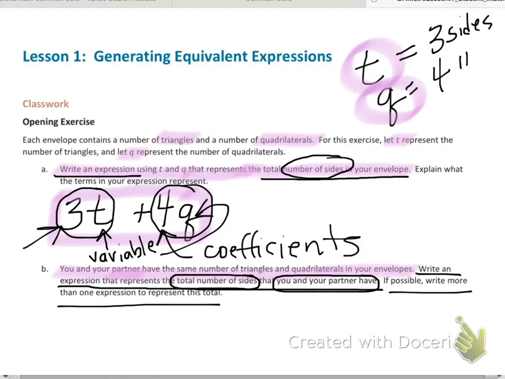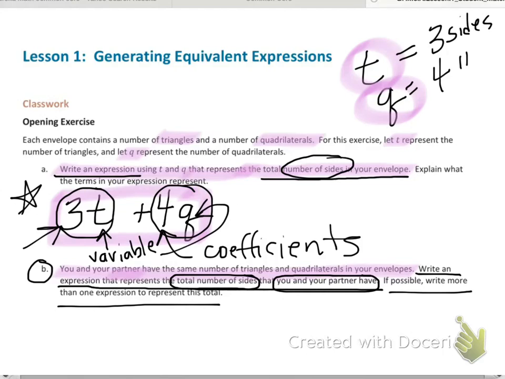So yeah, there you go. Just remember, here's what you have. This is what you have done to represent the number of sides in your envelope. So if you can, right now, go ahead and pause and create an expression down here in B to represent the number of sides you and a partner would have in your envelopes together. I'm going to pause here, and then you can come on back, and we'll check your answer.